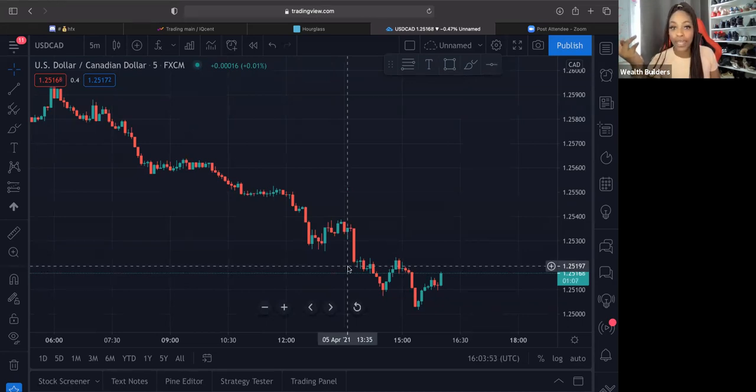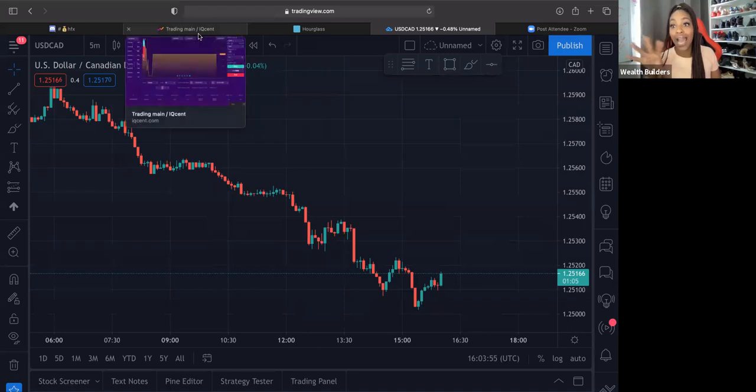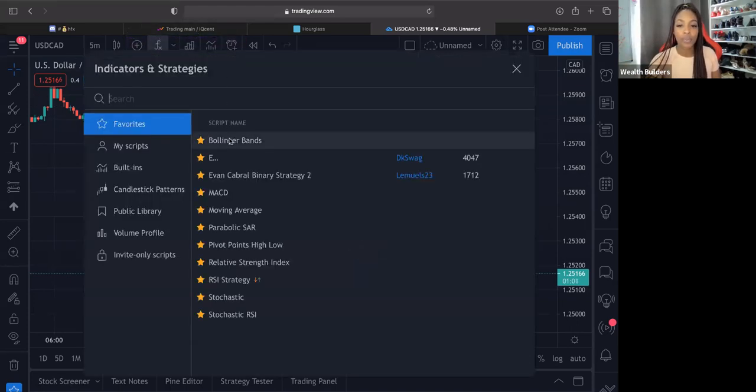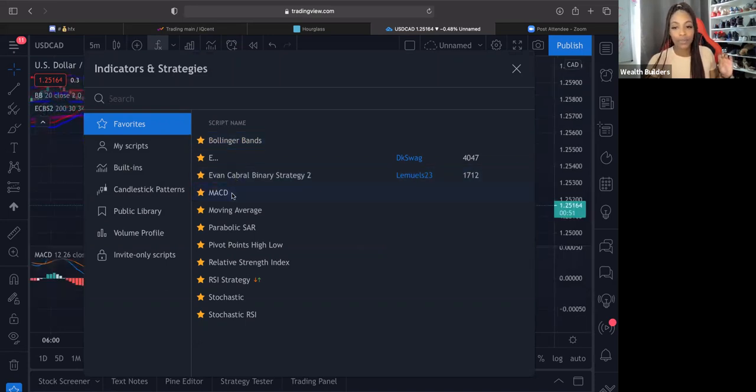Now, I'm going to add my indicators. Let me show you what I like to use in here. So I would go into here, and I would pick my Bollinger Bands. I would pick Evan Cabral Binary Strategy 2. And you know I don't play with my MACD. So here we go.